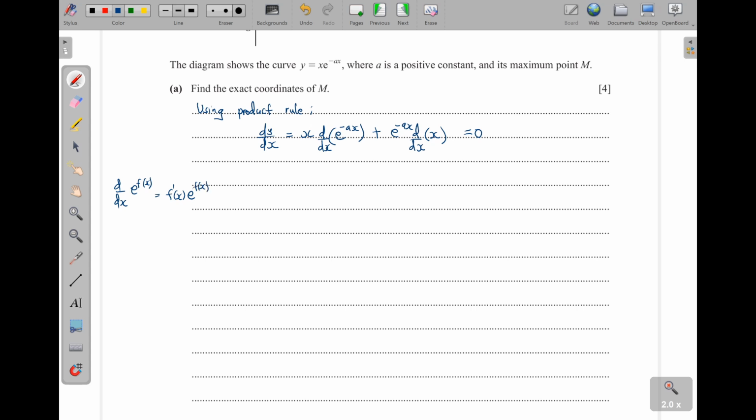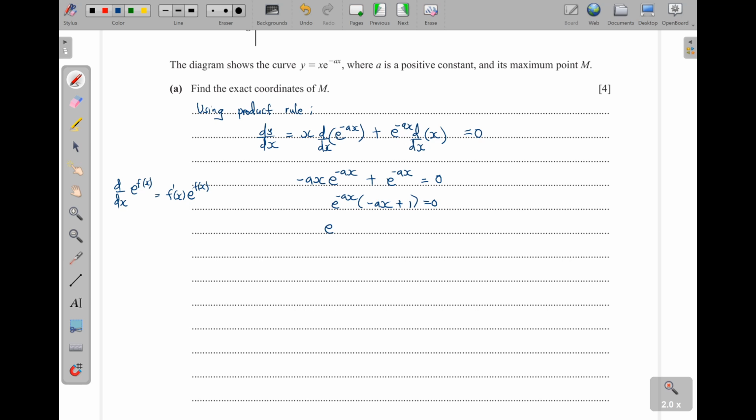So that means here we shall have negative ax e to the power of negative ax, because when you differentiate here you get negative a, then you multiply it through. Then plus, when we differentiate x with respect to x, we shall get 1. So we have this one here, which is equal to 0. Now, e to the power of negative ax is common, so when I pull it out, I'll get negative ax plus 1, and this is equal to 0.